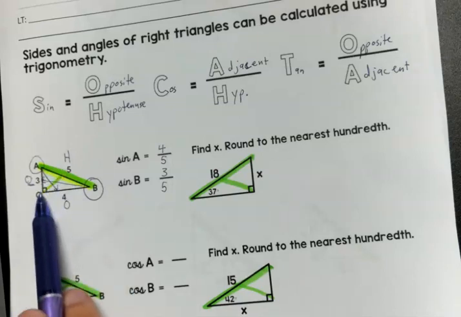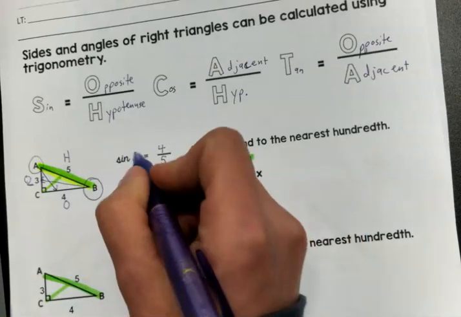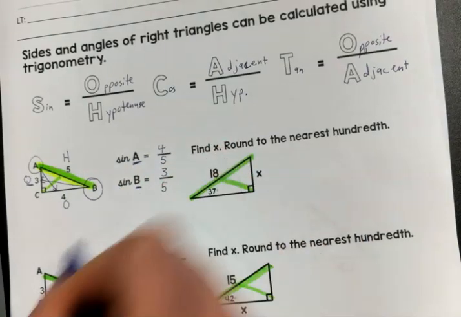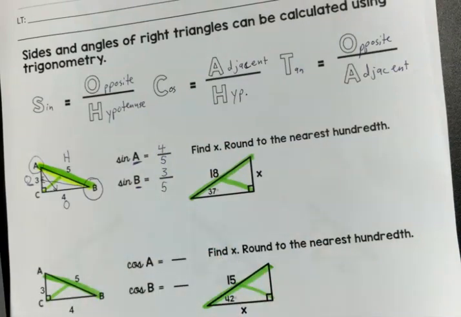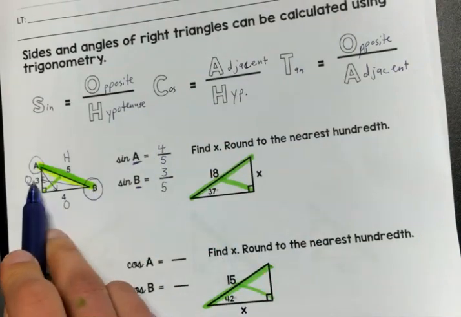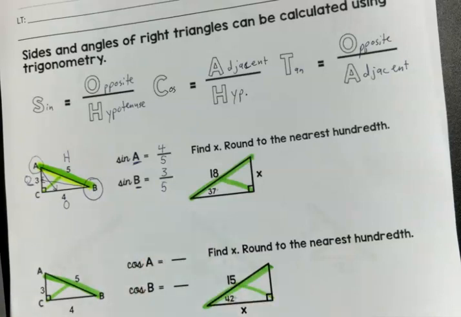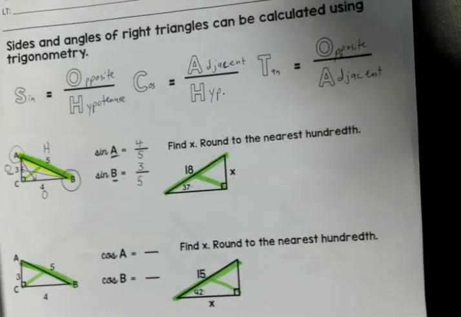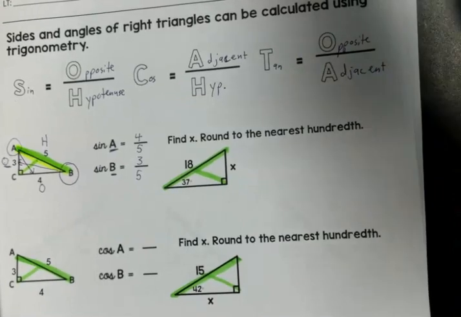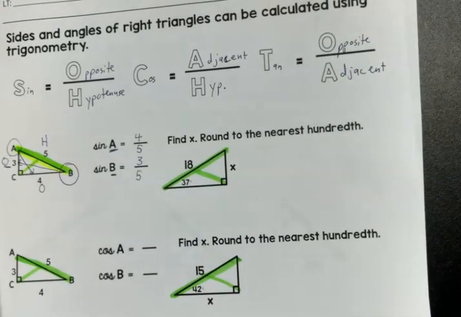All right? But then talking about which side is opposite, you have to use this angle right here as reference. Opposite angle A is 4, so 4 goes up there. Opposite angle B is 3, so 3 goes right there. Okay? So that's how you get your trigonometric ratio.